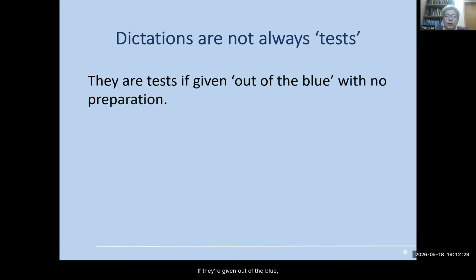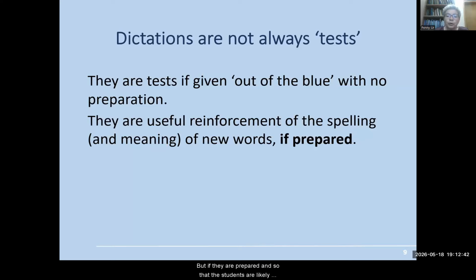They are tests if they're given out of the blue, with no preparation at all. Just write these 10 words. Then they function indeed as tests. But if they are prepared, so that the students are likely to get them right, then they're very likely to function as teaching and reinforcement techniques, not as tests.